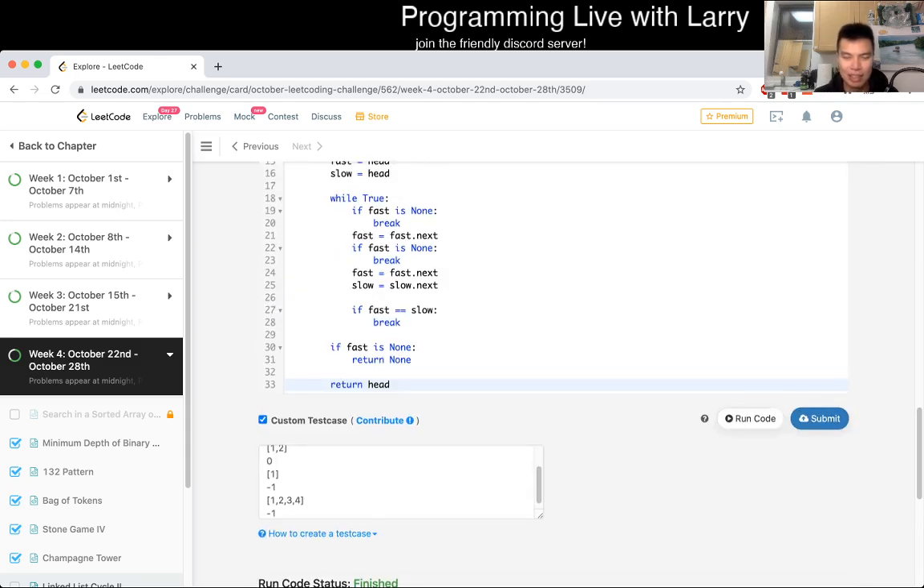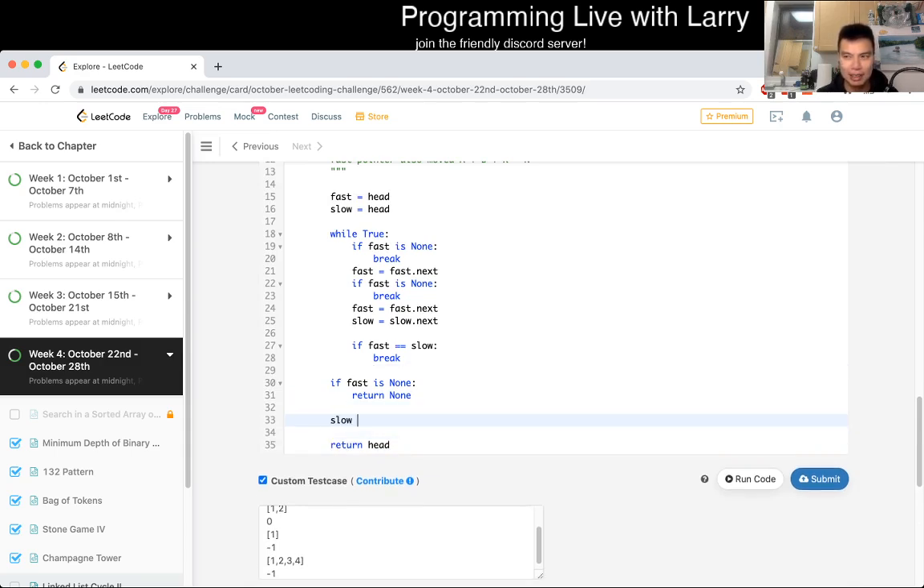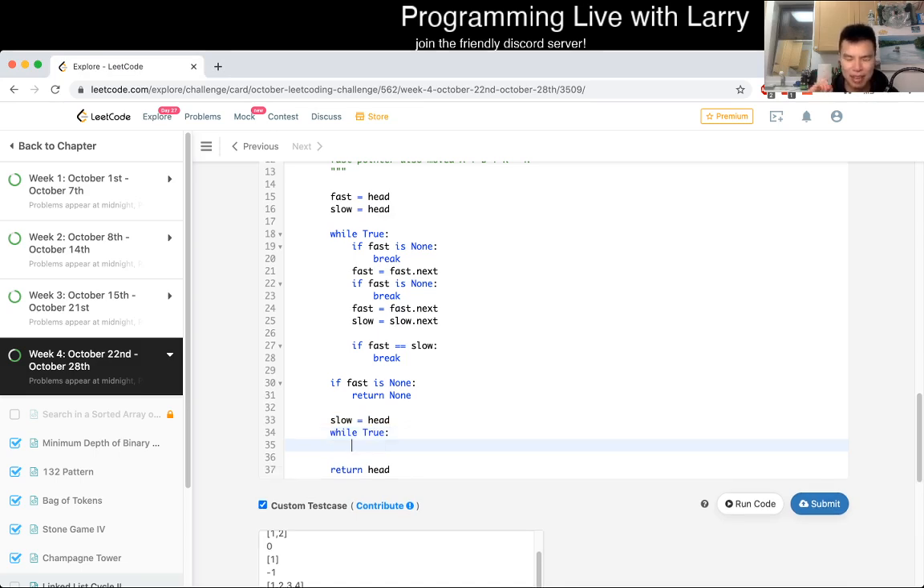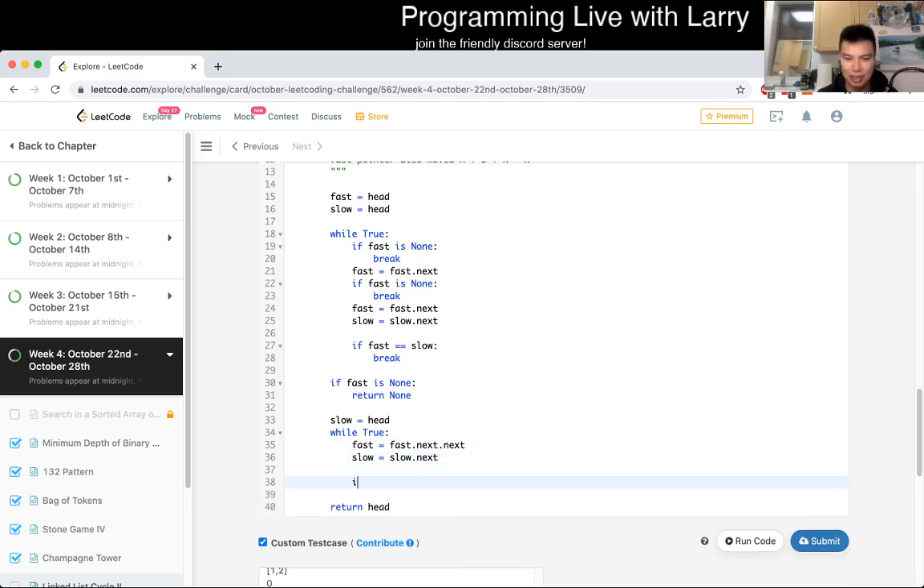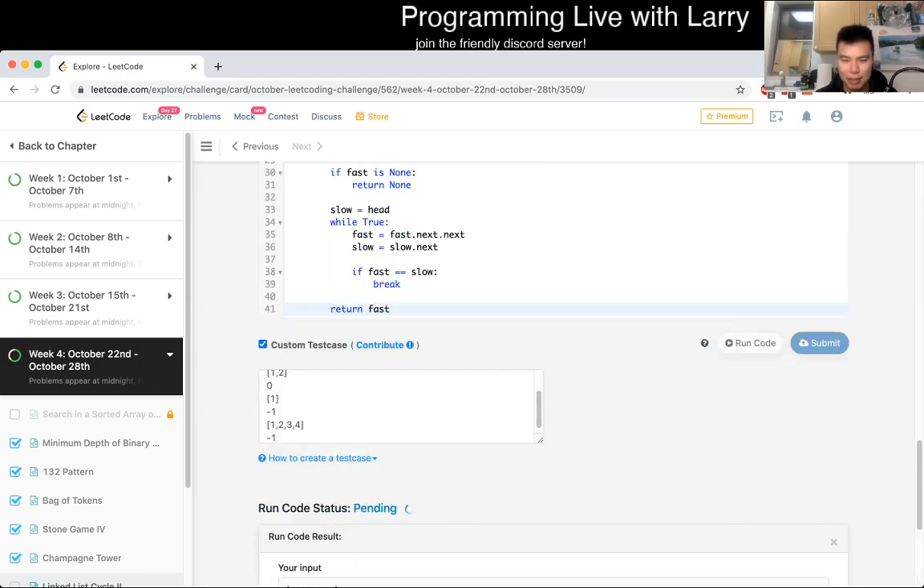So now, as we said, let's say fast is not none. That means that we want to set slow back to the beginning. Yeah. And then we can do while true again. But now we know that there is a loop, so we don't have to check if fast is equal to none. So we can just do something like this, and then slow is equal to slow.next. If fast is equal to slow, we break, and then we return. Well, they're equal, so it should be okay either way. Hope I don't have an off by one.